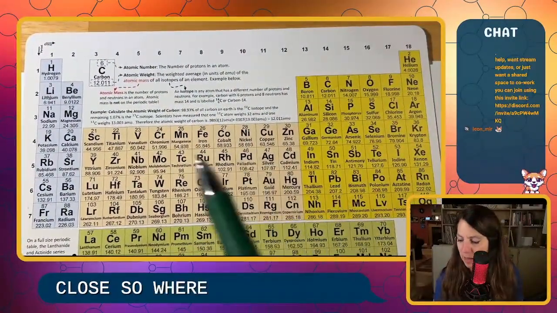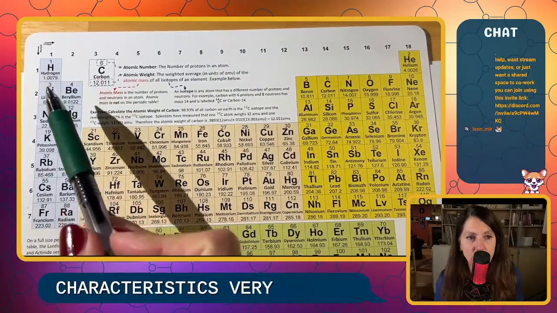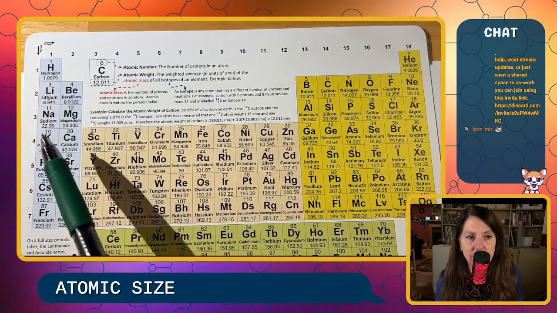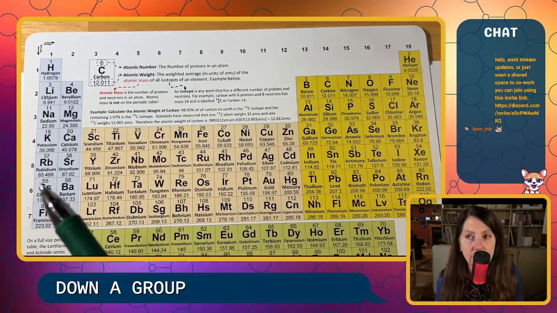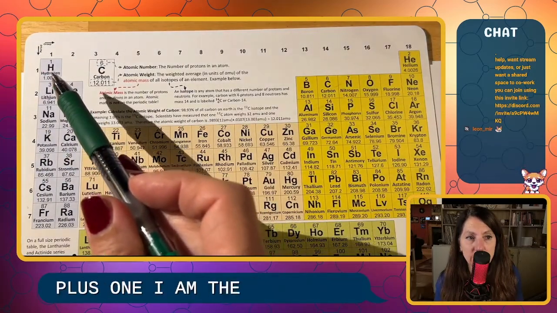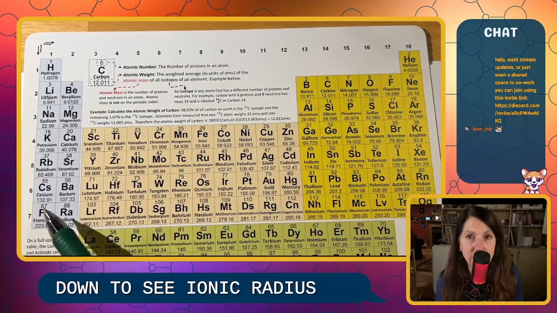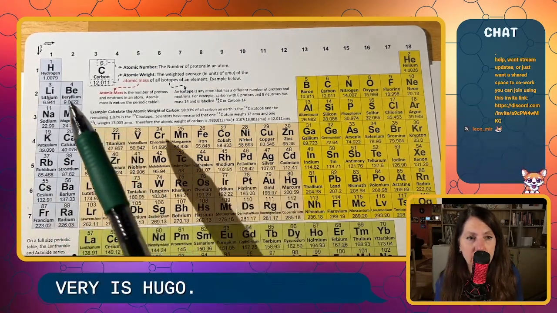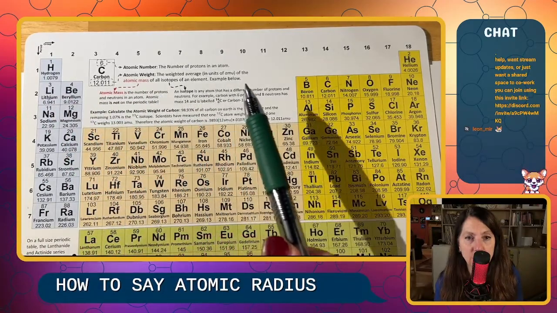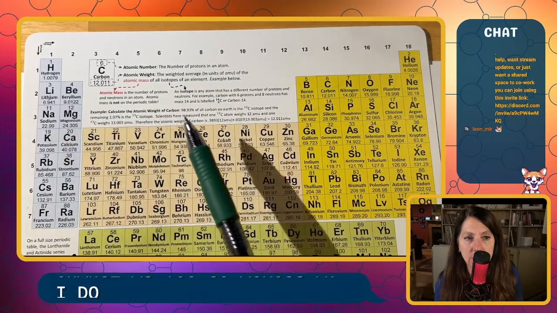So we're looking at how do these different characteristics vary as you go down a group. So how does atomic size vary as you go down a group? If we were looking at the ions, the +1 ions of all of these group 1 metals, how does the ionic radius vary as you go down a group? How does the atomic radius change as you go across a period? As you go across a period.